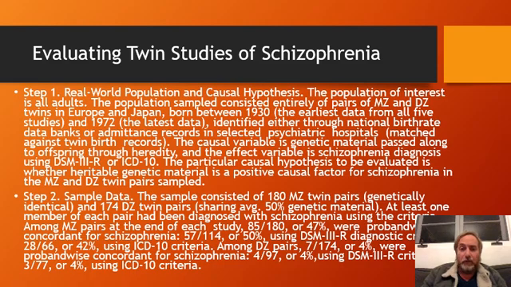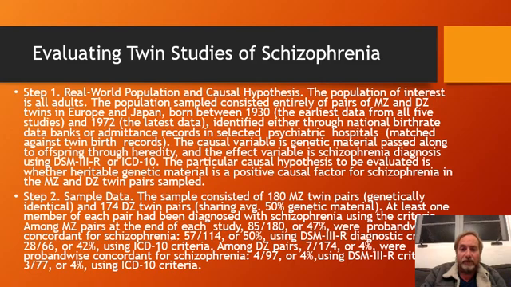So the causal variable is the genetic material passed along. The effect variable is a schizophrenia diagnosis using either the DSM-3 or the ICD. And the causal hypothesis is that genetic material is a positive causal factor for schizophrenia in these particular twin pairs.